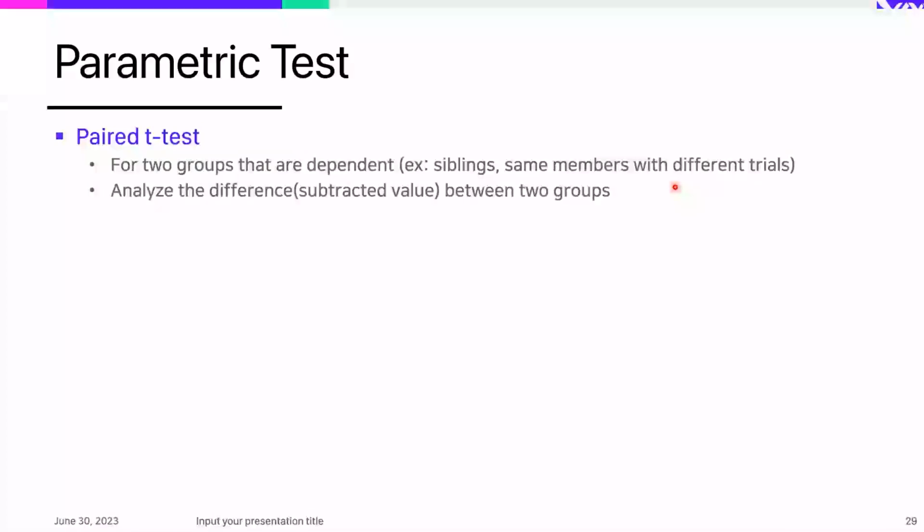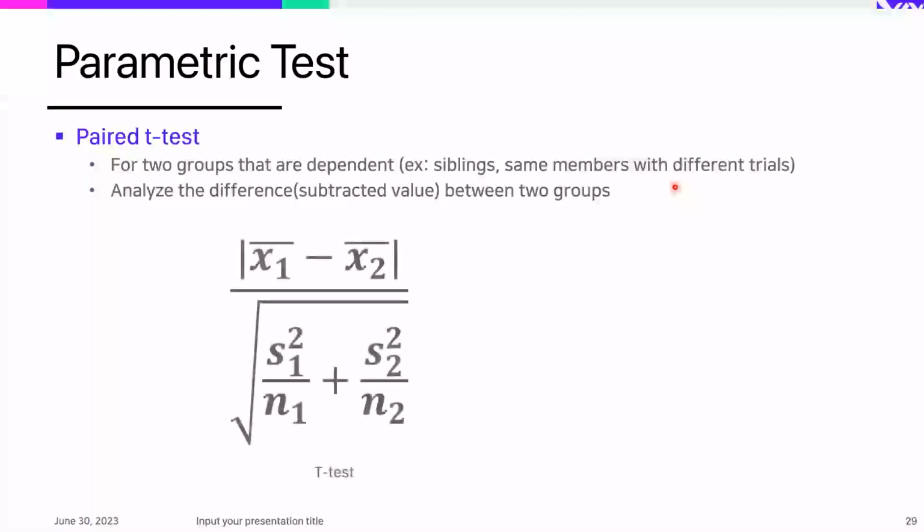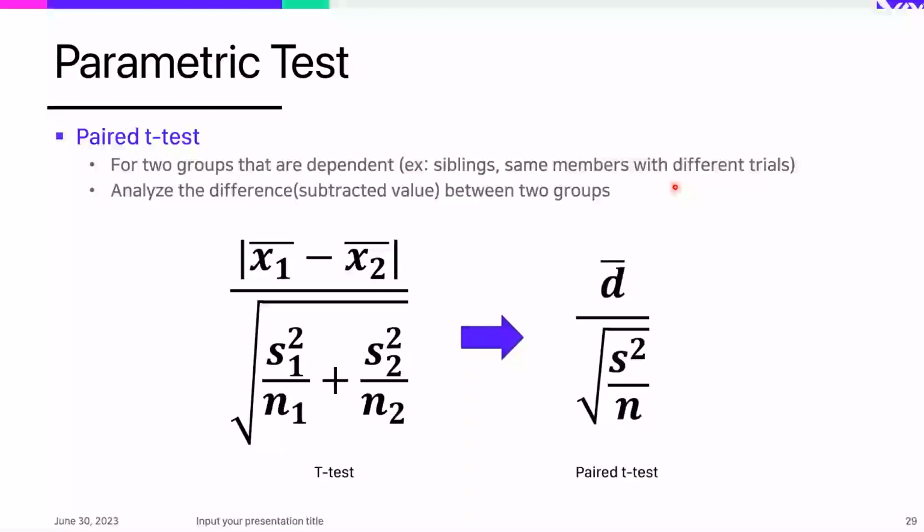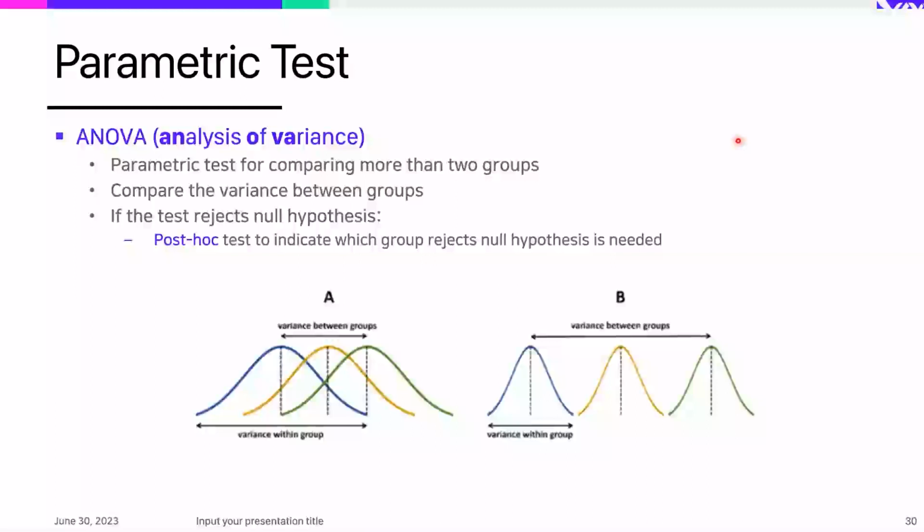This is for two groups that are not independent, which also means they are dependent on each other, such as siblings who can share information with each other, or each group consists of the same members, but they conducted two tests of different variables. So in this case, for the paired t-test, we are analyzing the differences, or subtracted values, between the results of two groups. So the equation that looked like this became like this, where D indicates the mean of the difference. Okay, so move on.